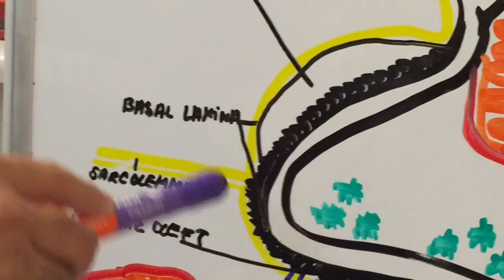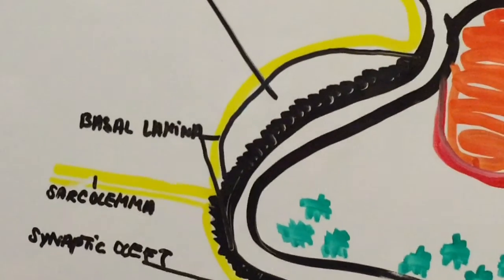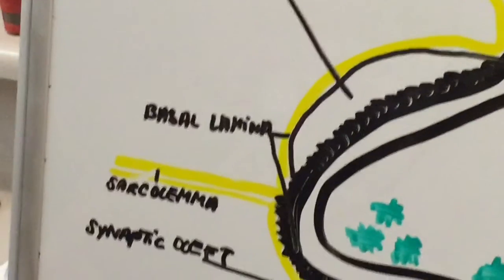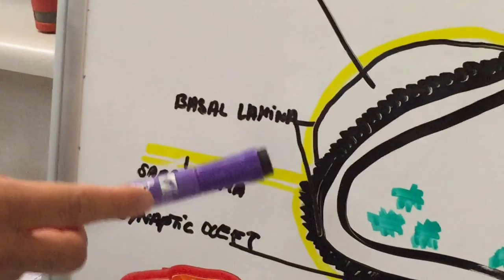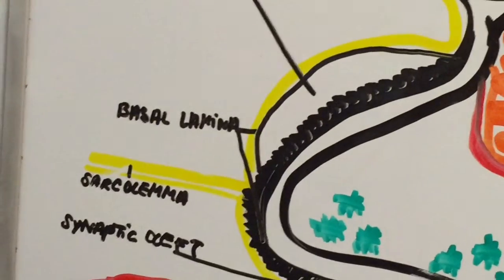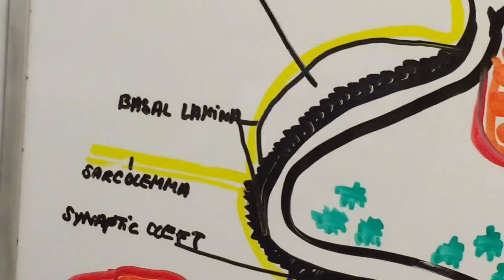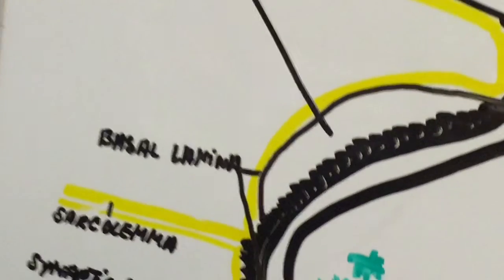Both the sarcolemma and part of the basal lamina in the cleft contain acetylcholinesterase. This is an enzyme that breaks down ACh after the ACh has stimulated the muscle cell. Thus, it is important in turning off muscle contraction and allowing muscle to relax.